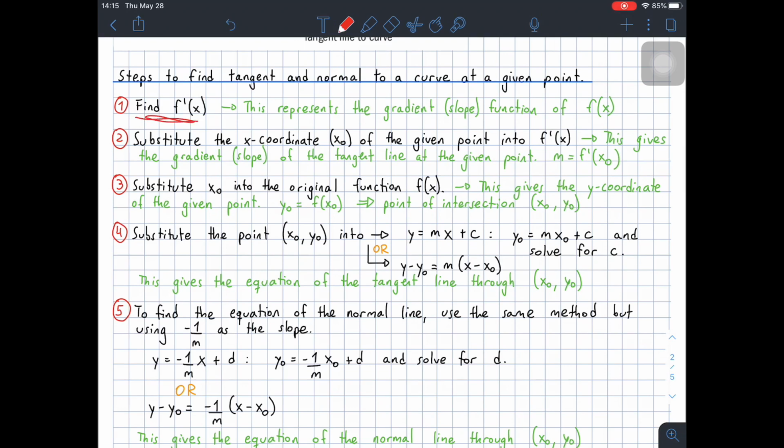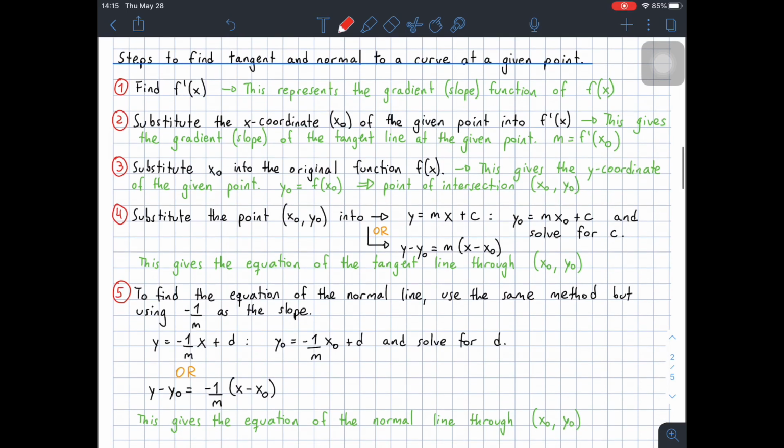The first step is to find the derivative of the function. Why do we do that? Because the derivative represents the gradient or slope function of f of x. Then, step number 2, we substitute the x-coordinate of the given point into f prime of x, into the derivative function. Why do we do that? Because that gives us the gradient or slope of the tangent line at the given point, okay?